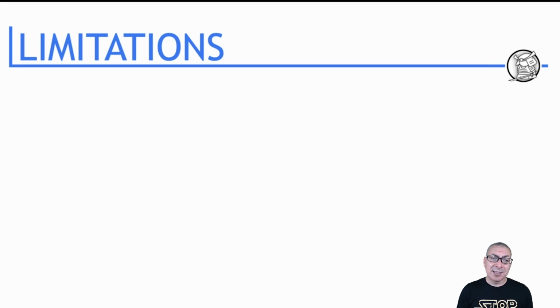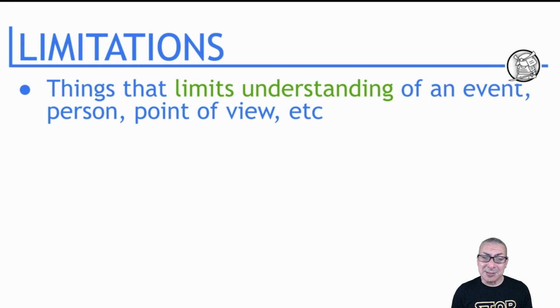So the limitations. Essentially, it's the opposite of the values. The limitations are things that limit the historian from understanding an event fully or understanding a person or a point of view, that kind of thing.